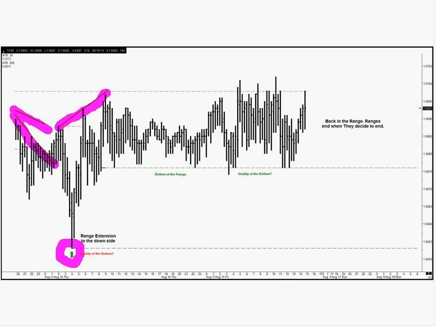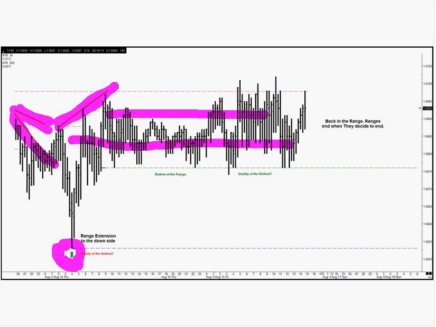Orient yourself. We use OODA: observe, orient, decide, act. So orient yourself. These were the lines of excursion that were heading lower. This is the one that was heading higher. And now we left one low. And then we're back in a range.